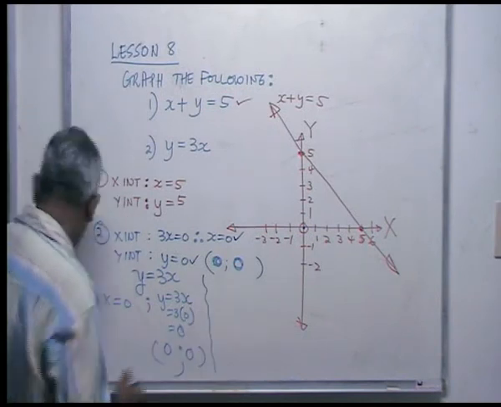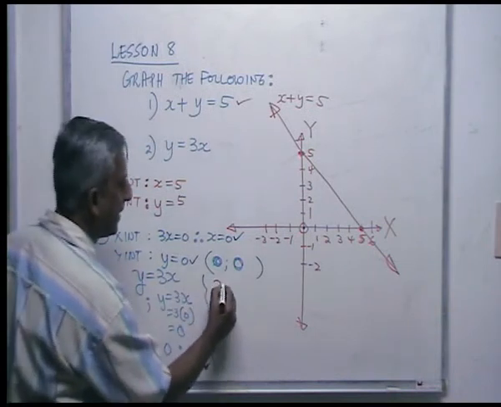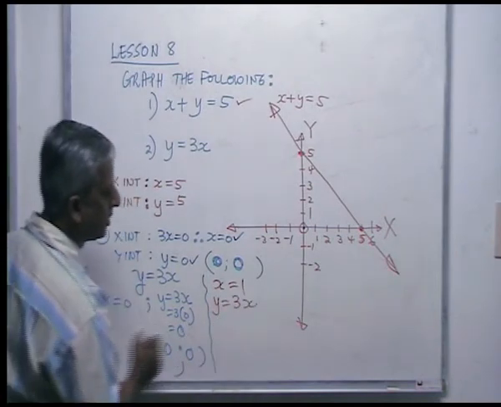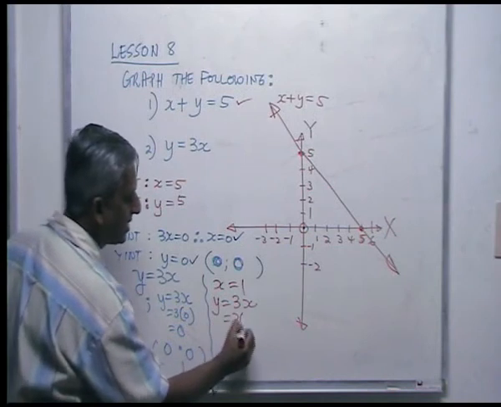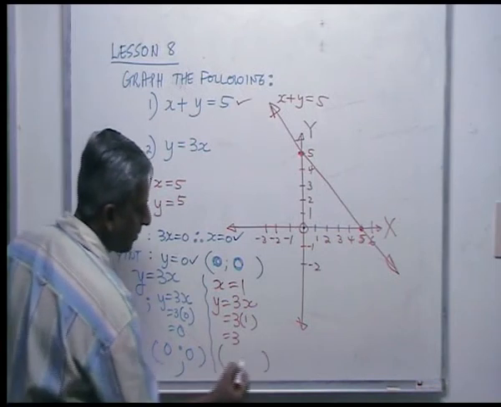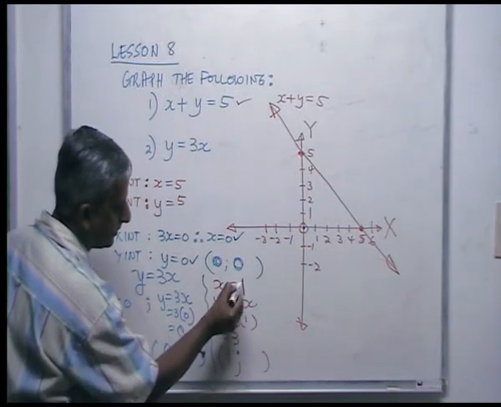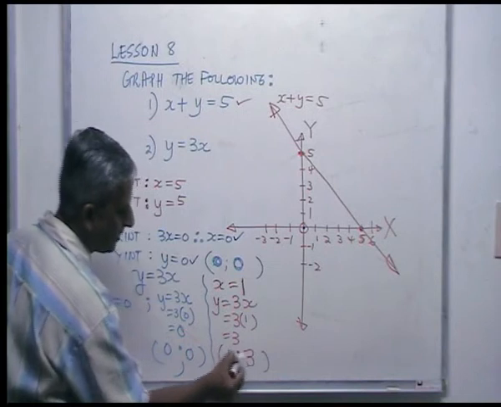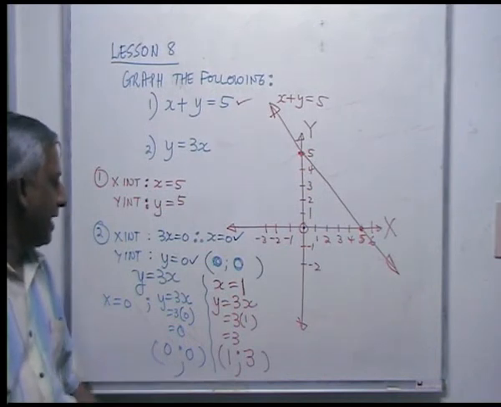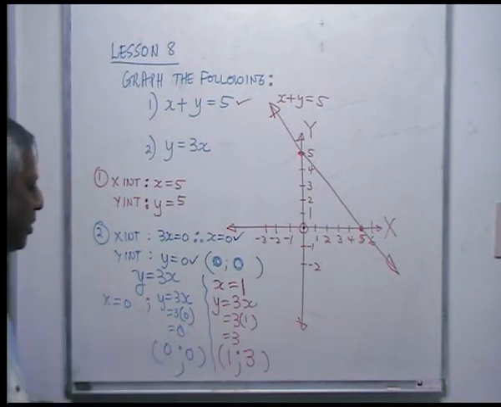Now you want your second ordered pair. Let's take, say, x equal to 1. If x is equal to 1, the equation is y is equal to 3x, so it will be 3 times 1, which is 3. So what's your second ordered pair? x is 1 and y is 3. Now you have 2 ordered pairs, and you are fairly confident about your working. So you can take these 2 ordered pairs and plot them.